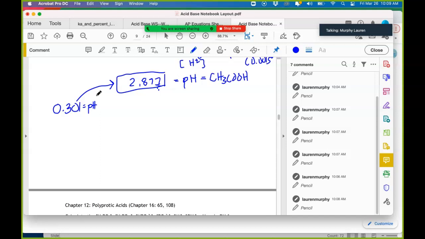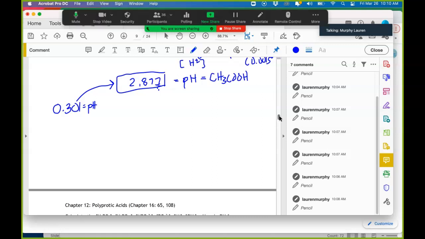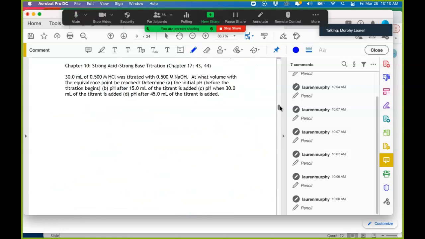Any questions about this part? Because now we're going to get into the crazy stuff. Okay? All right, so that was our starting pH.